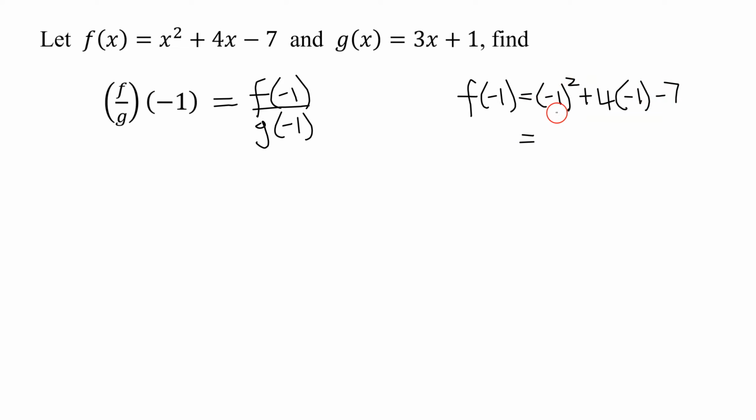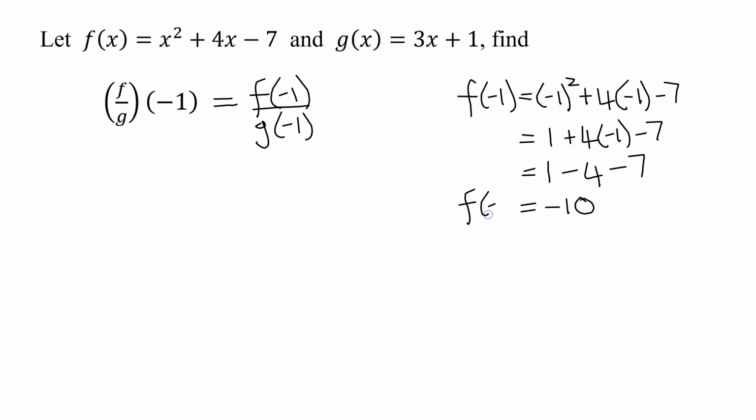So order of operations, do the exponents first. -1 times -1 is +1, plus 4 times -1 minus 7. Now do the multiplication next, so I get 1, 4 times -1 is -4 minus 7. And now we do addition and subtractions, just working from left to right. So 1 minus 4 is -3. -3 minus 7 is -10. So I figured out the value of the function f at -1.